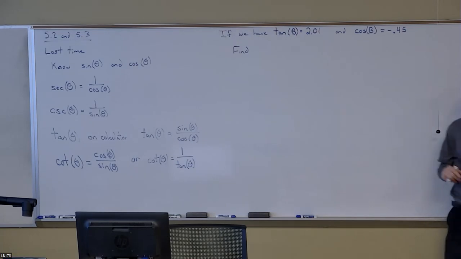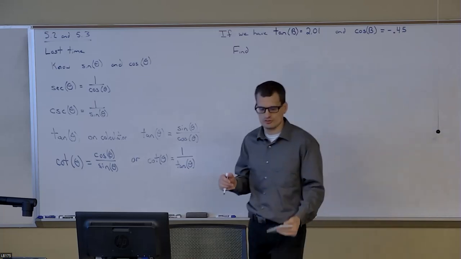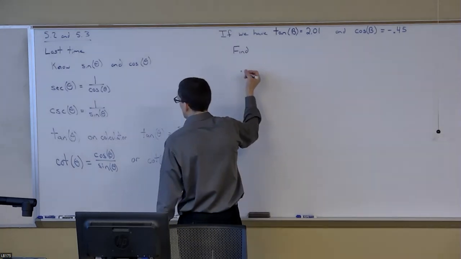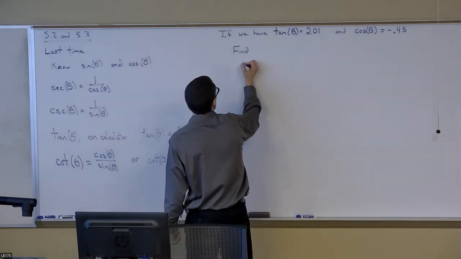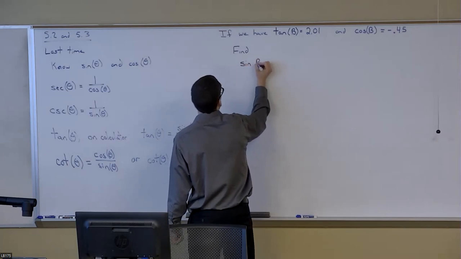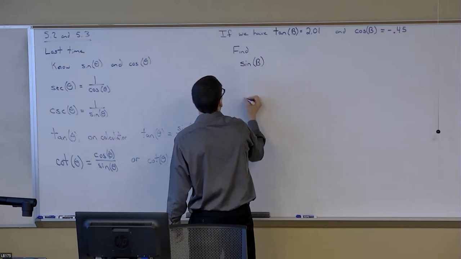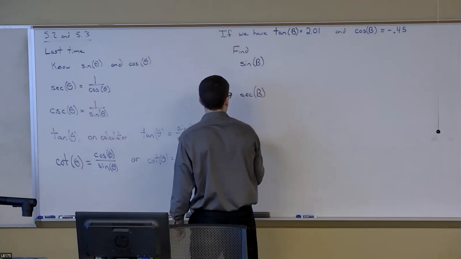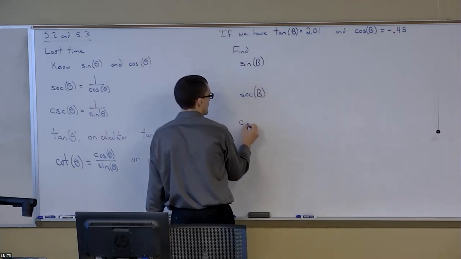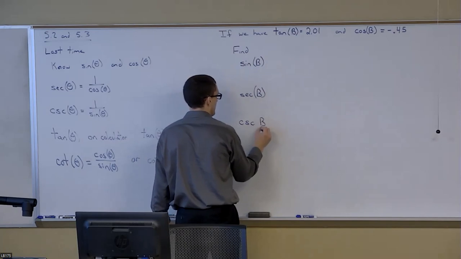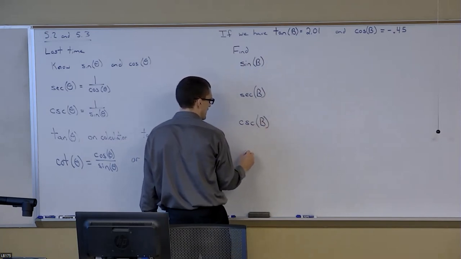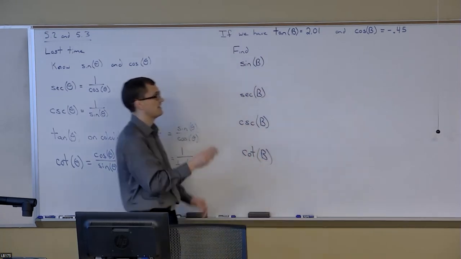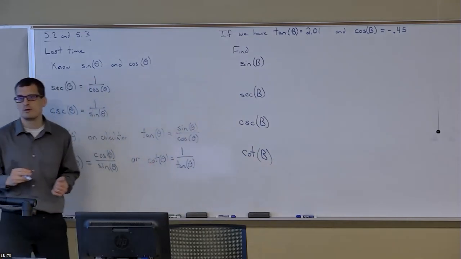Let's find the values for the other 4 trig functions at angle B. So I want to know what the sine of B is. I want to be able to find the secant of B, the cosecant of B, and the cotangent of B. I already have tangent and cosine, so I don't need to find those two. But I want to find the other four.